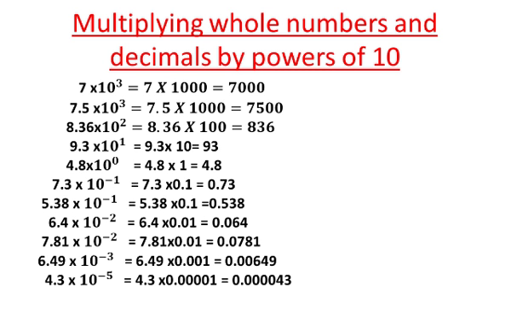7.81 multiplied by 10 to the power of minus 2 is 7.81 multiplied by 0.01. It's equal to 0.0781. 6.49 multiplied by 10 to the power of minus 3. 10 to the power of minus 3 is 0.001 or 1 over 1000. So 6.49 multiplied by 0.001 is 0.00649. 4.3 multiplied by 10 to the power of minus 5. So 4.3 multiplied by 0.00001. It is the same as 0.000043.